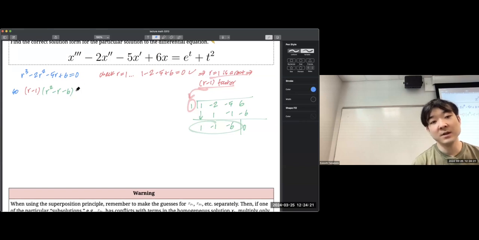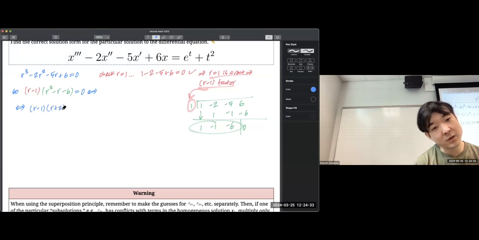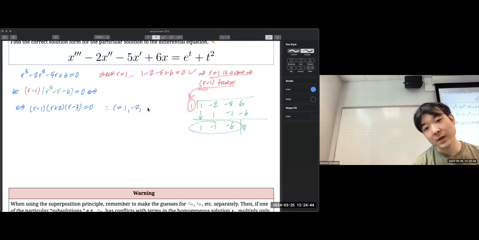And so this factors to this, which of course has to equal 0. And then you can notice that the green can factor even further. So you'll have r minus 1. This right here factors to r plus 2 and then r minus 3 equals 0. So therefore 1, -2, and 3 are your roots. And then you have 3 distinct roots for third order equations.